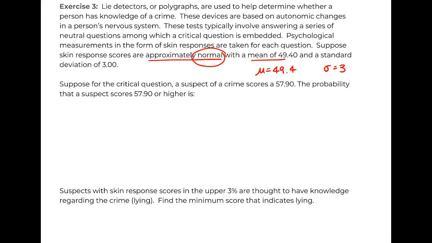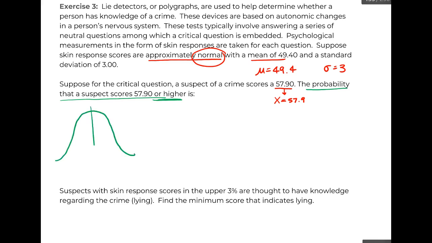Suppose that for a critical question, a suspect of a crime scores a 57.9. If we wanted to translate that, that is one observation from our normal distribution. And then we're asked the probability that a suspect scores that or higher. So we're looking for a probability. We know we have our cute little normal curve, and we are interested in 57.9 or higher, so we're going to shade to the right. As soon as we're looking for a probability, we know this is a normal CDF question.